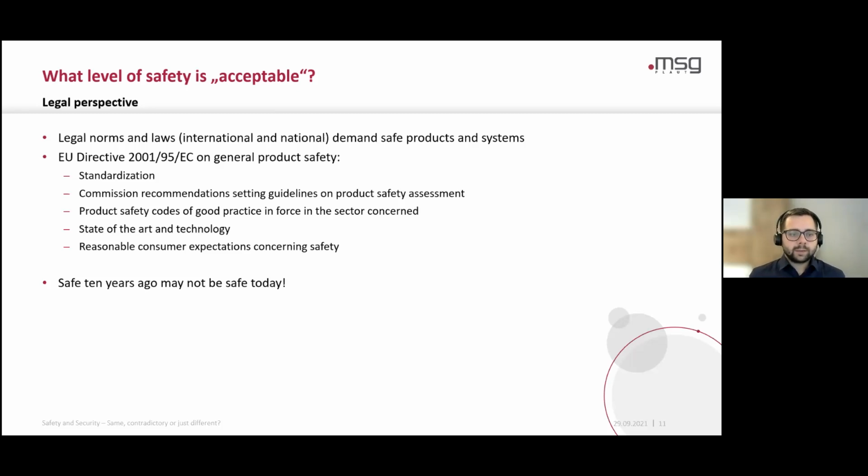The directive also says we need to consider the reasonable consumer expectations concerning safety. This ultimately means that what was safe 10 years ago may not be seen as safe today. At least what was safe 50 years ago is not safe today. We see that, for example, in elevators: the old elevators, when they are retrofitted, get additional doors, so you have a door outside and a door inside. When you go into the tramway, into a railway, there is also a sensor in the door, so you cannot be locked in. This is setting new levels of safety, and we then need to follow them to achieve the expected or acceptable level of safety.